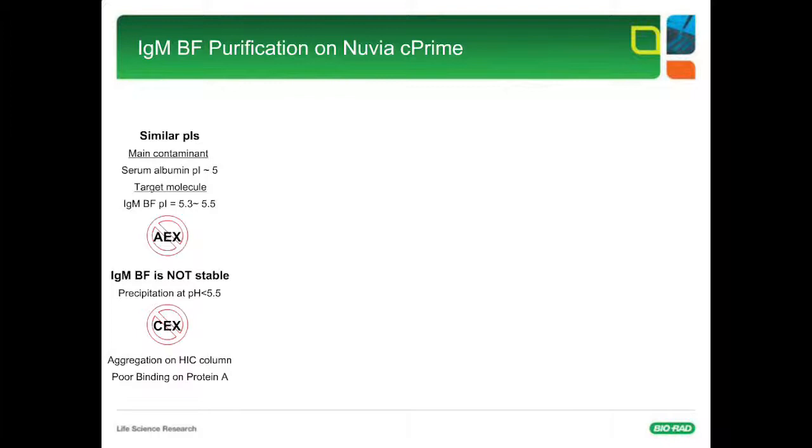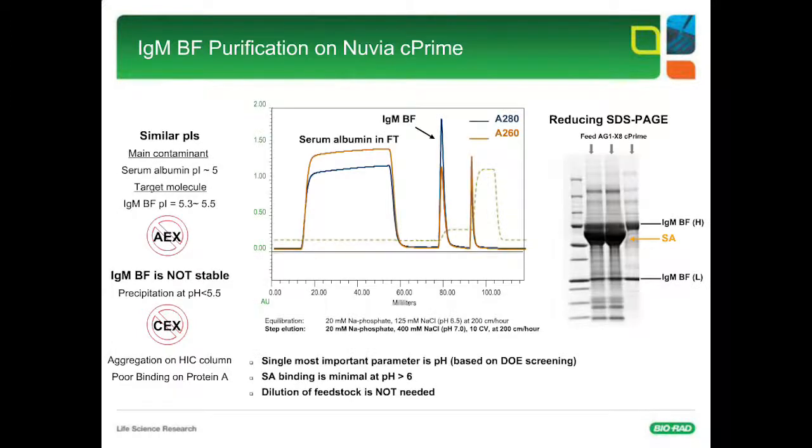Then how do we do the purification? We found that actually it's very interesting. NuVH-C prime has a very good selectivity for this IgM molecule. We did a quick DOE screening again, and we found the most important parameter in this purification is the pH of your feed stream. If we control the pH at pH 6.5 and above, NuVH-C prime can bind the target molecule selectively, and the serum albumin will appear in the flow-through.